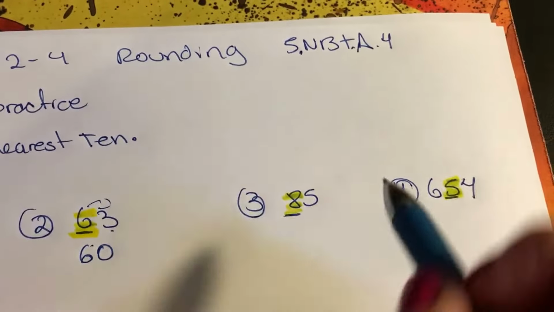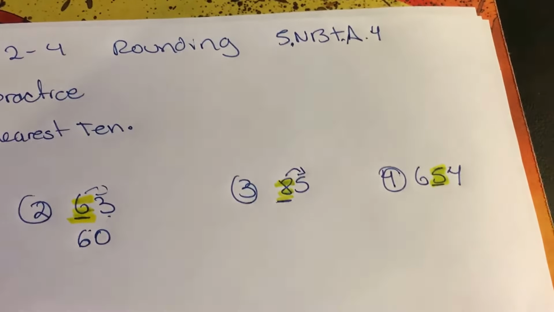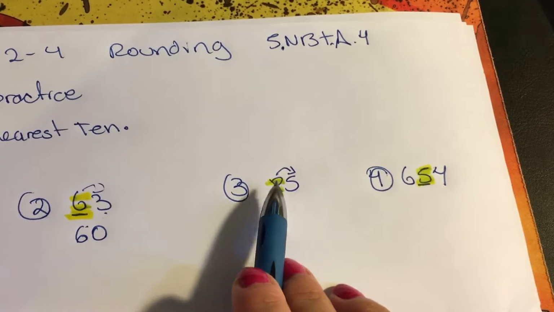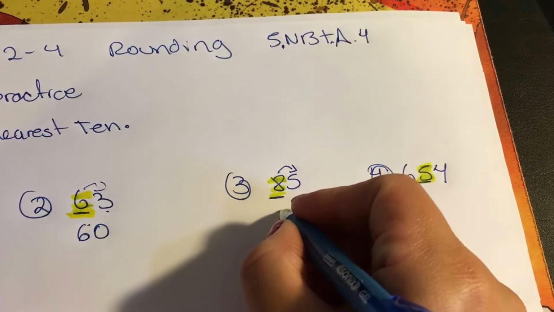Again, 85. Look to the number to the right. 5 or more, we add one more. What's going to happen to the 8? It's going to go up to 90.